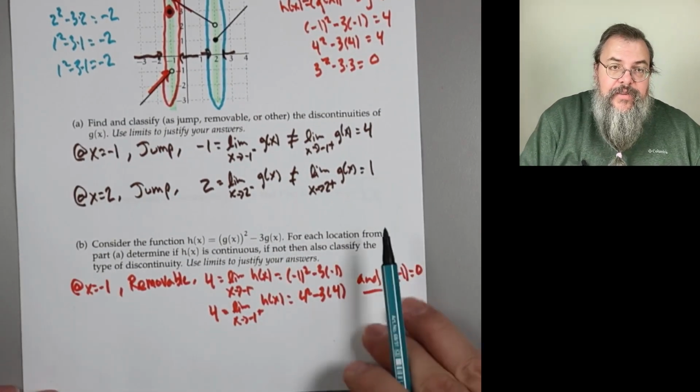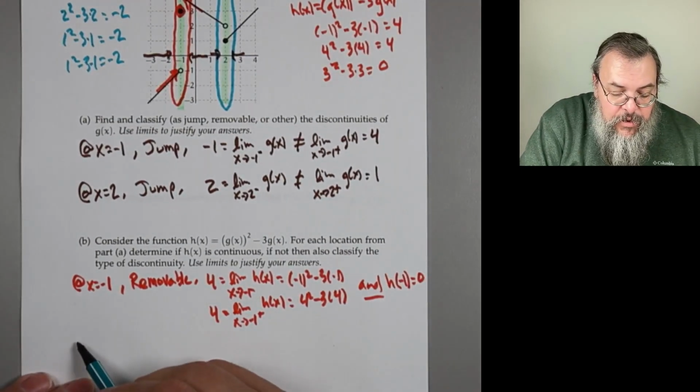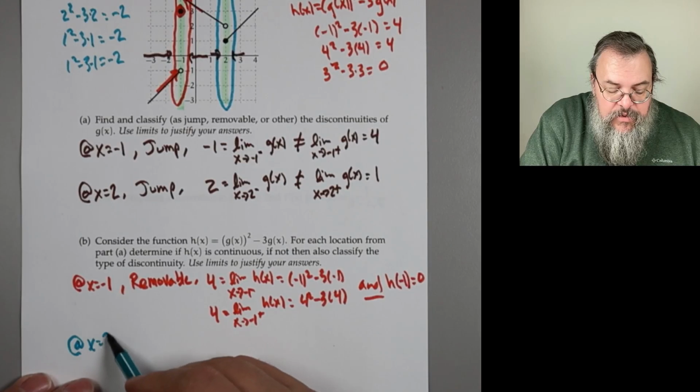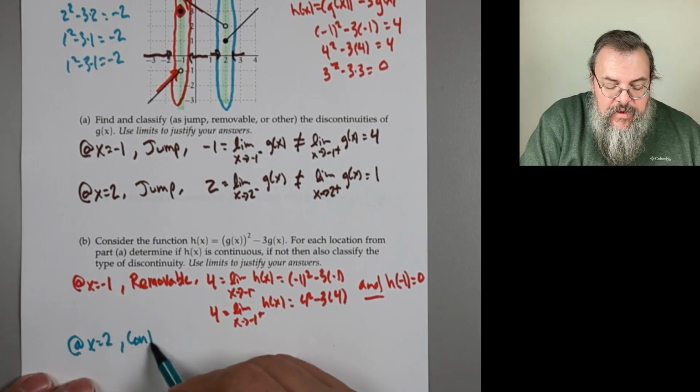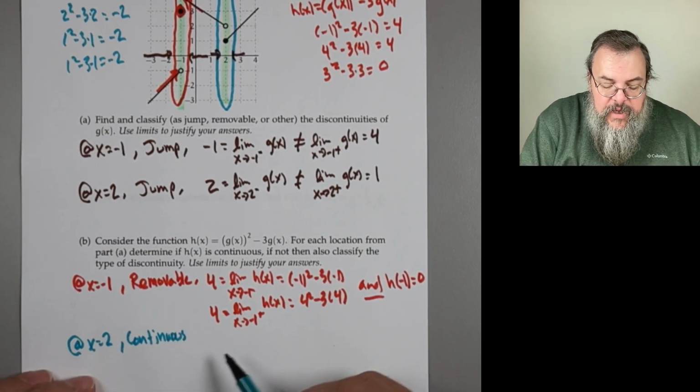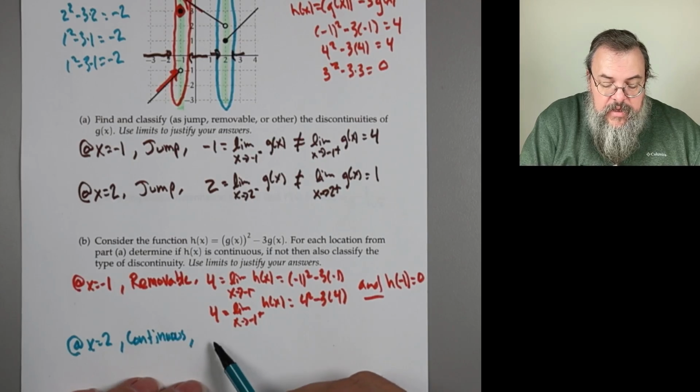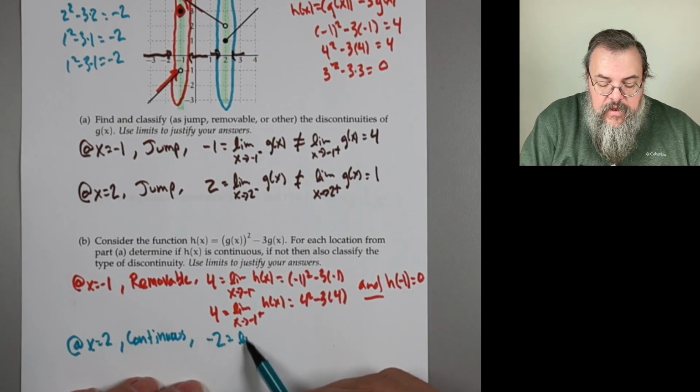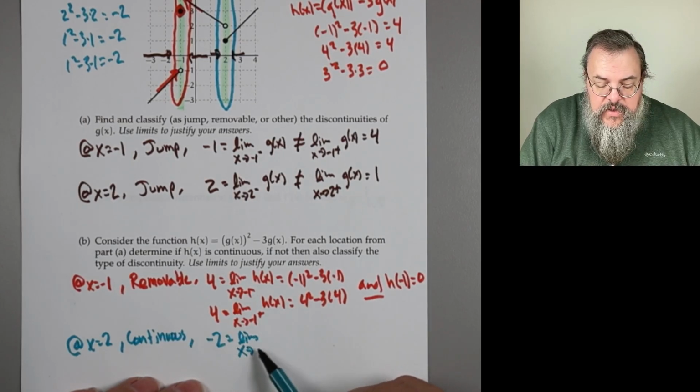What does that mean? That tells us the following. At x equals 2, we're continuous. And how do we know that? Because we get that negative 2 is the limit as x approaches 2 from below.